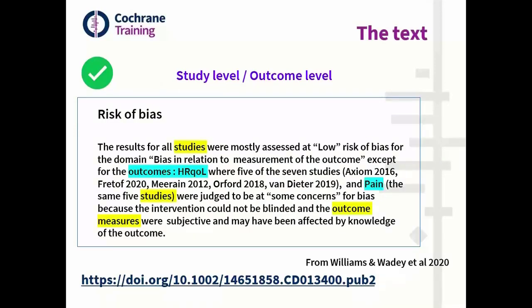This is an example from the published review that Kerry showed earlier. And there are good examples available in the published reviews of what we like to see, but that's the main thing that we're seeing that isn't quite right, and that the authors need to be talking about the bias at the outcome level.